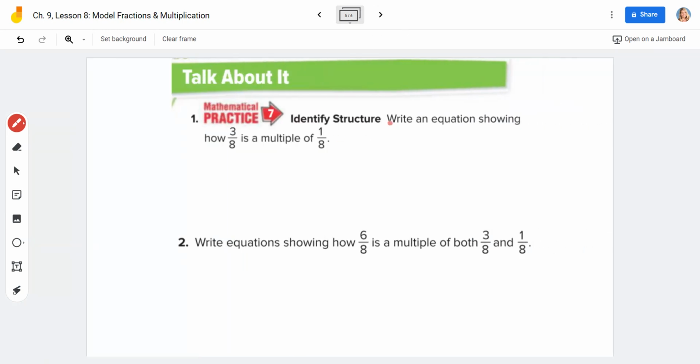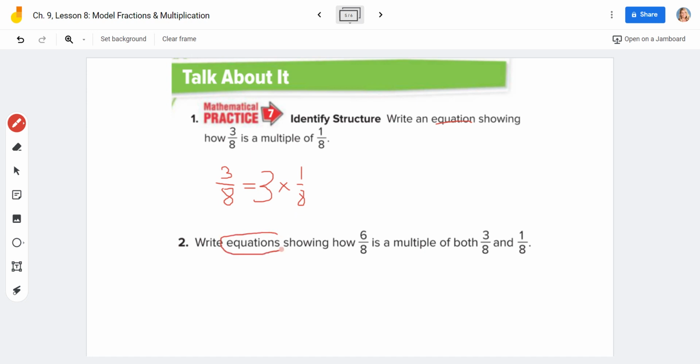All right, let's take a look. Write an equation showing how 3/8 is a multiple of 1/8. So that means 3/8 equals, how can I make 3/8 a multiple of 1/8? It would be 3 times 1/8 because I'd have to write 1/8 3 times to equal 3/8.